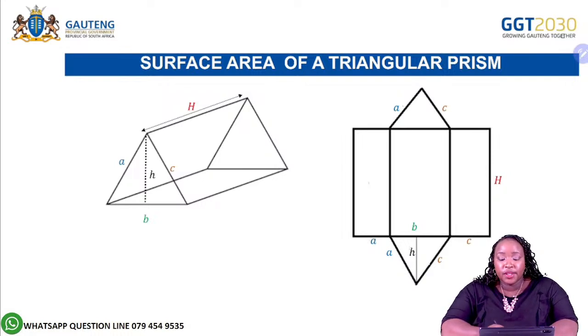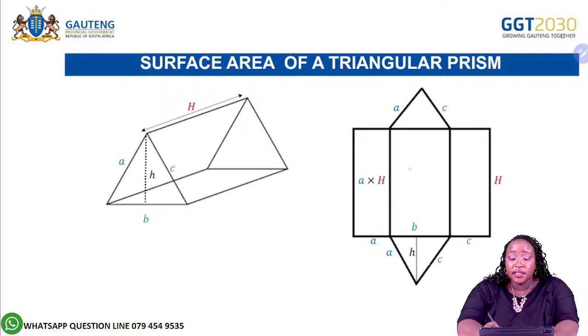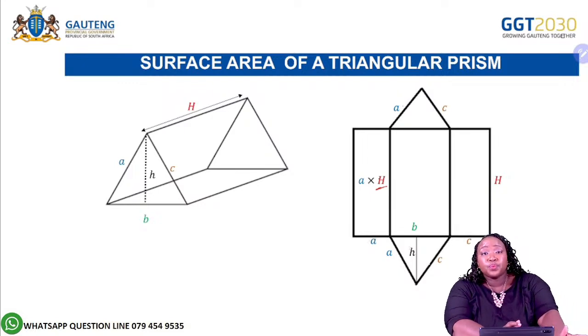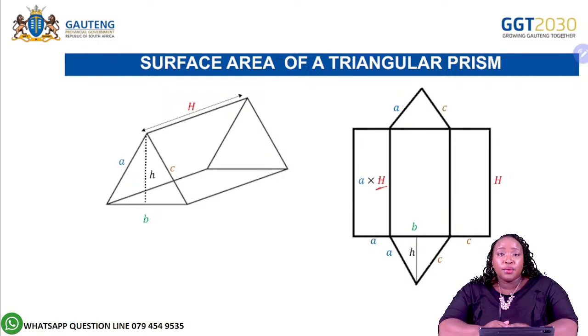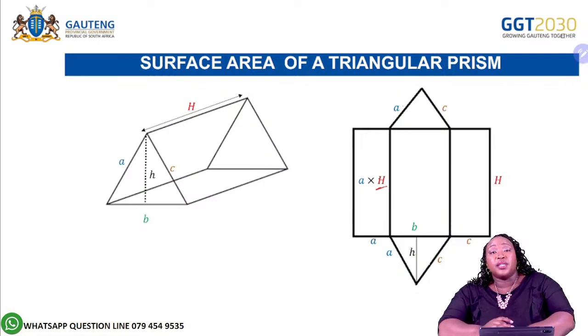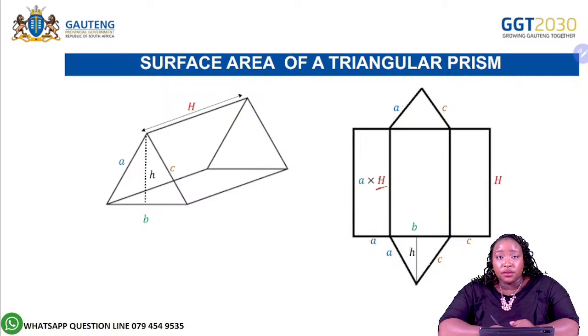Now with the net looking like this, how would we calculate the area of each of the components? In this case, the first rectangle will be given by A times the height. We are talking about the height between the 2 bases, so the capital H represents the distance between the 2 triangles. I usually say when you think about a triangular prism, imagine a flat triangle that was basically stretched up, and then the sides now are rectangles.